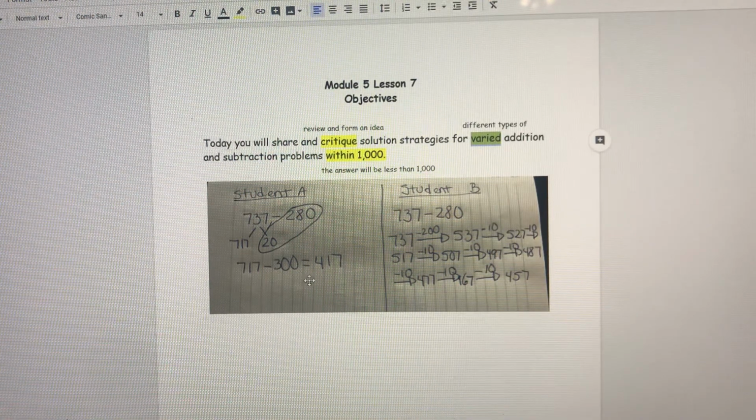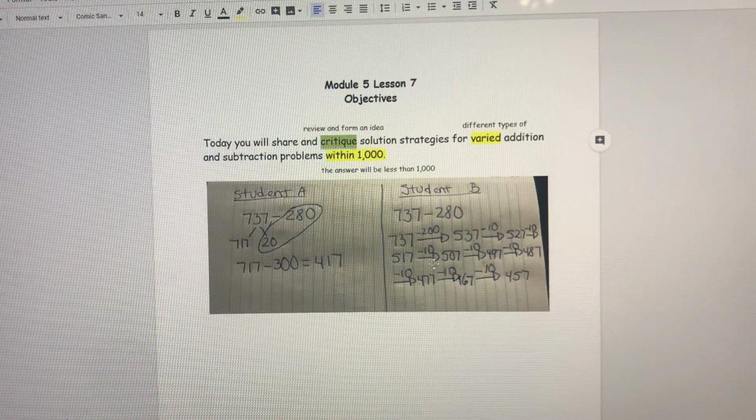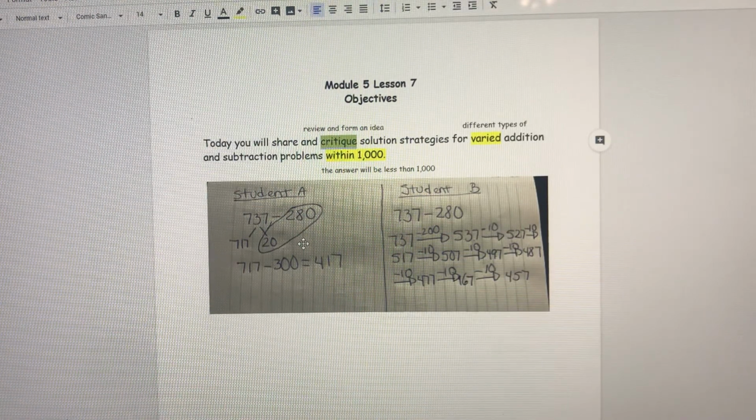Student A said 417, student B said 457, and upon critiquing, reviewing it, we can tell that student B was correct. The math was accurate. So student A must have done the problem wrong.